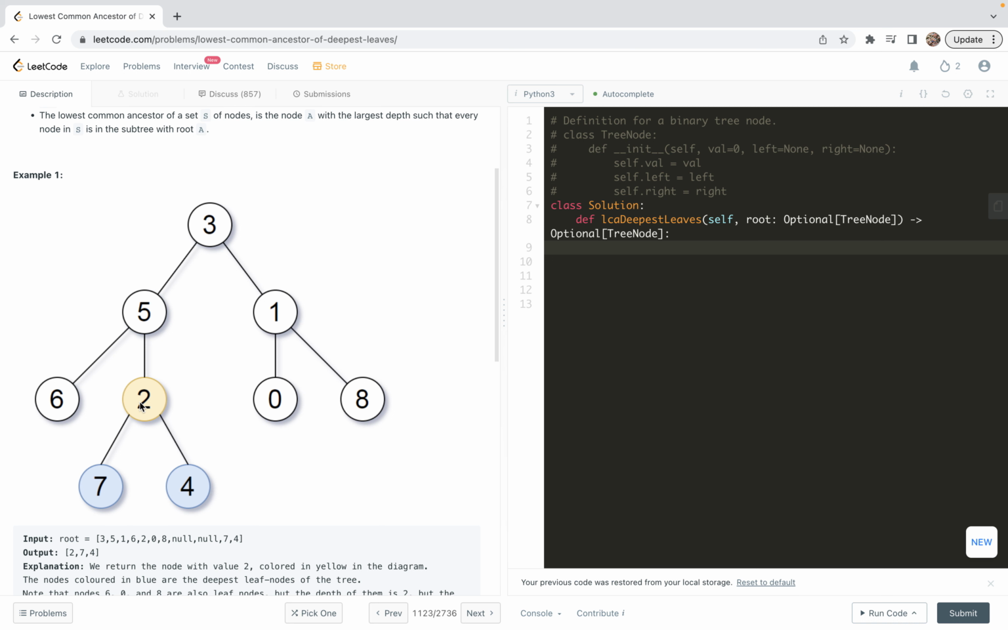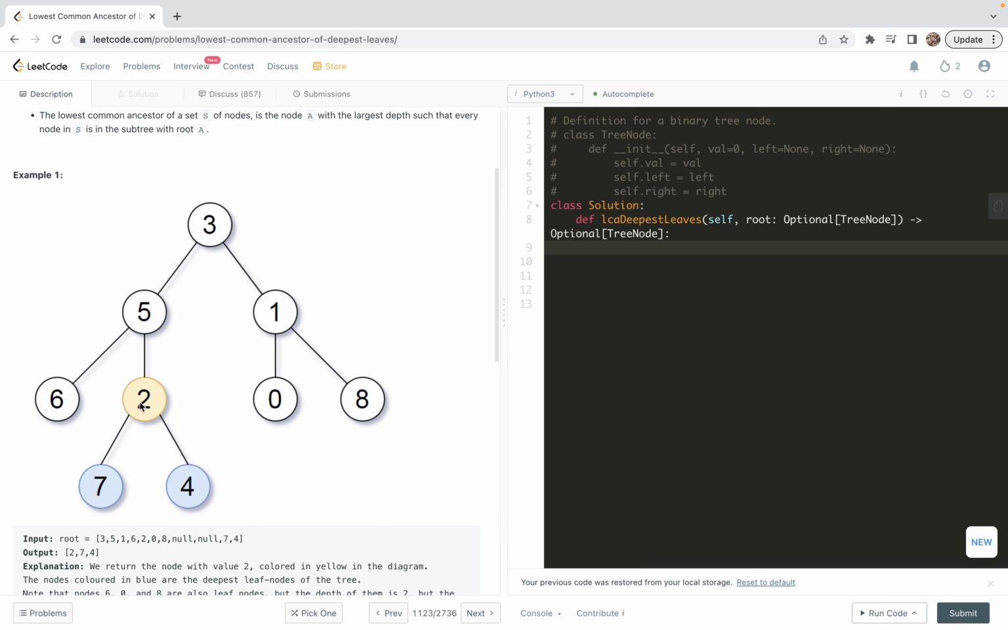In other words, for this problem, the main thing is we compare the depth of the left subtree and the right subtree, and then basically we want to find the highest level node which has the same depth in its left subtree and right subtree.